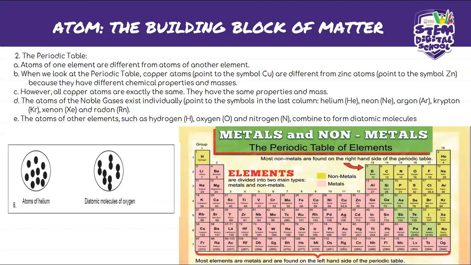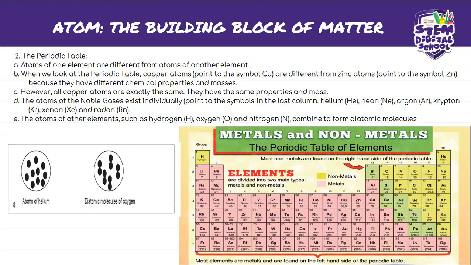When we look at the periodic table, for example, copper will be different from zinc. Even though they are different from each other, each is made up of atoms of the same kind. So copper, atoms of zinc. Then we said the atoms of the noble gases exist individually. So, for example, what are the noble gases? If you check from the periodic table on your far right, you have group 18.